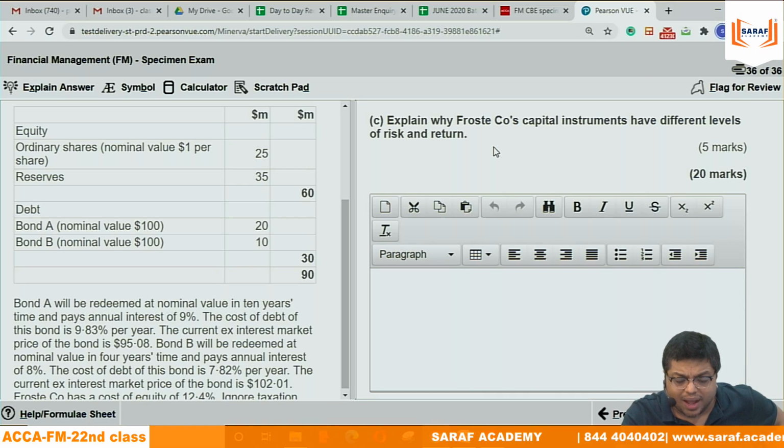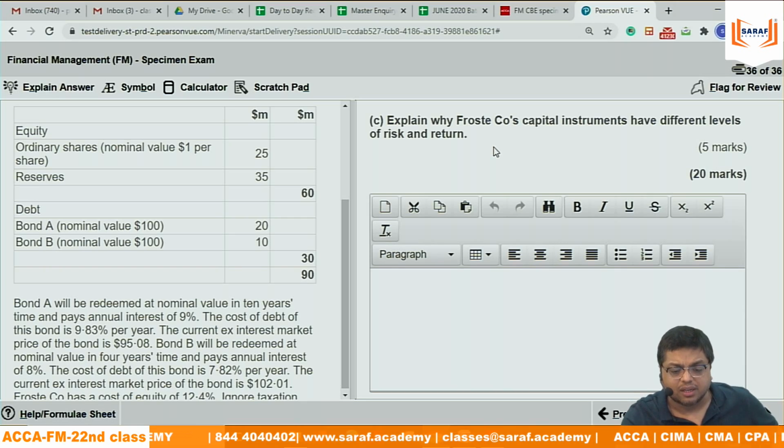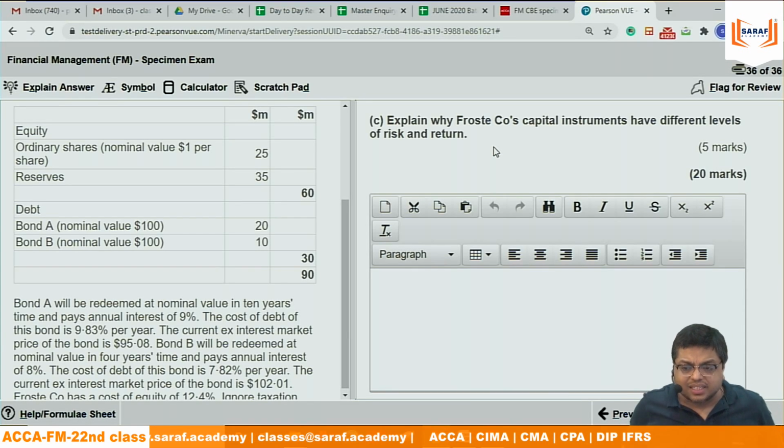Why is the bond A required rate of return greater than bond B? Why is the bond A required rate of return 9.83% as compared to bond B 7.82%? Why? Because both are bonds. Then why is the rate different?